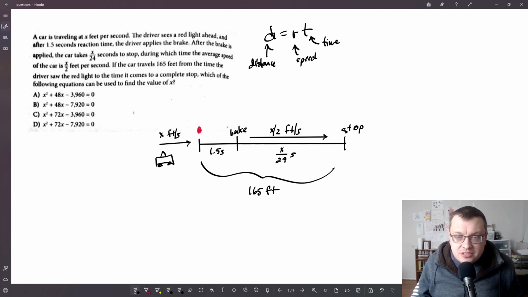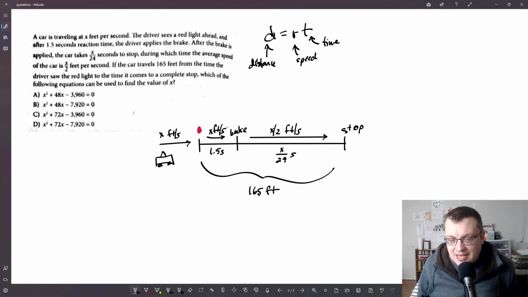And this is where we're going to use D equals RT, because we essentially have two legs of our trip, right? We've got this leg of our trip, and we've got this leg of our trip. And one thing I actually want to add here, because it's a little sneaky, is the speed in this interval is still x feet per second, right?